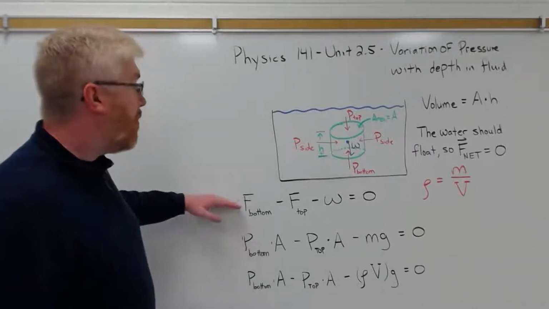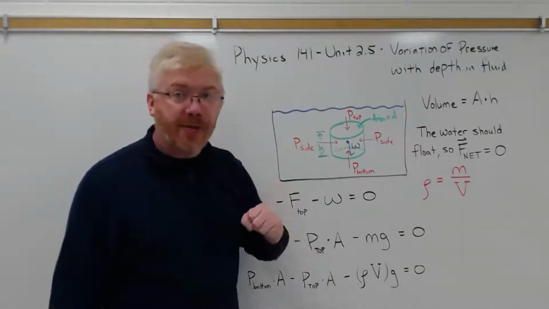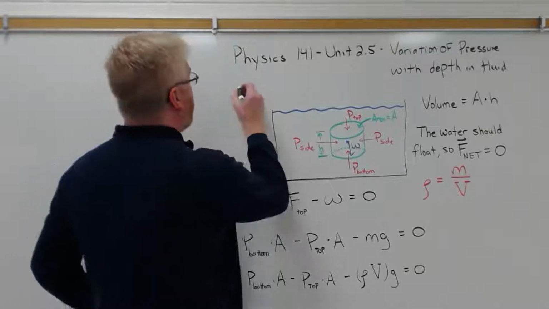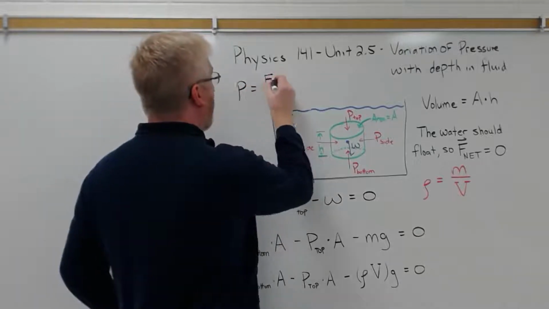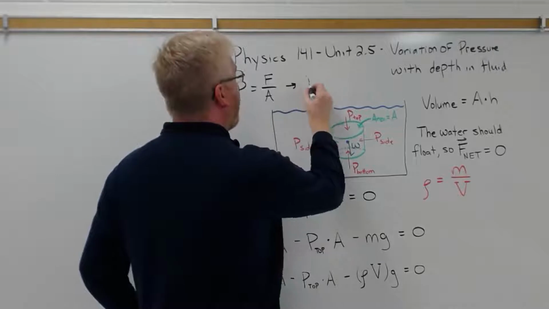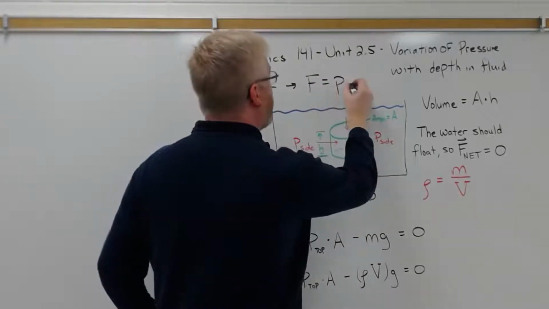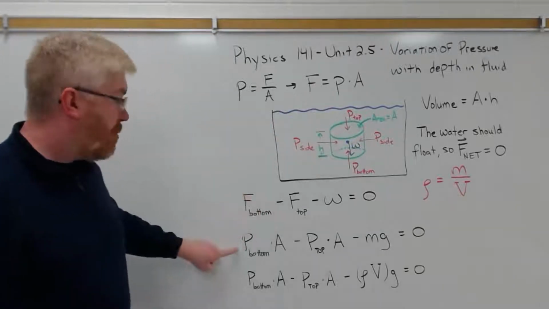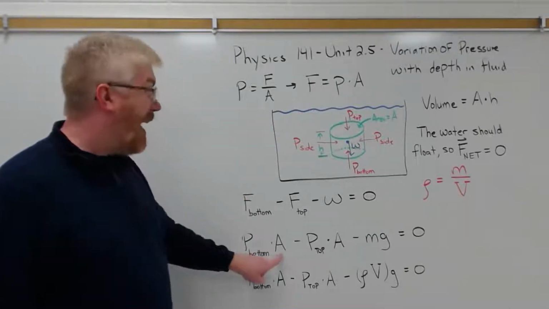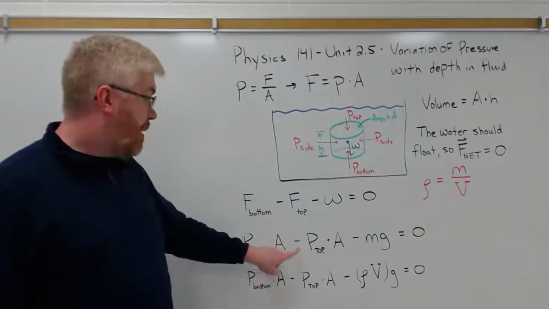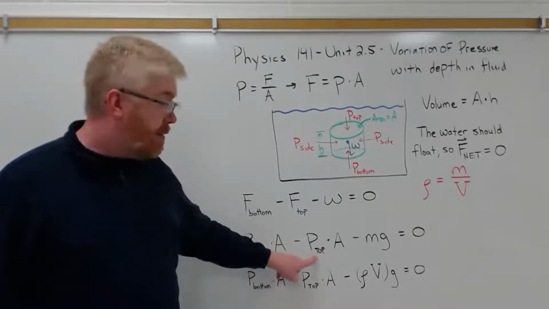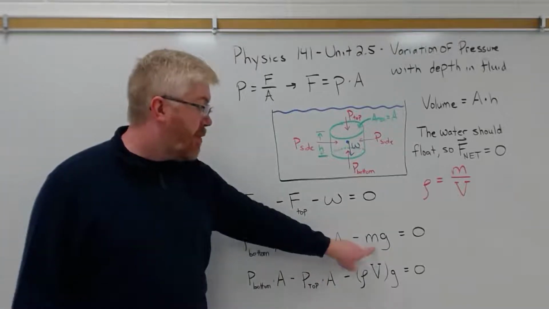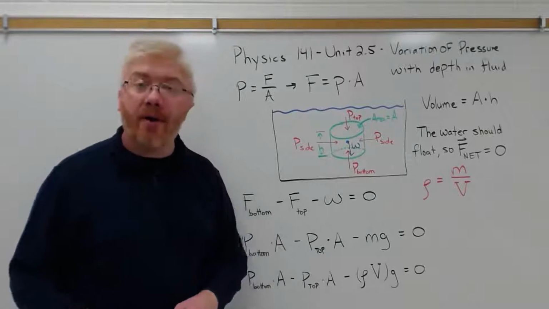Well, I don't know what the forces are, but I'm interested in how the pressure changes. So I'm going to substitute in. We have pressure is force over area, so force is pressure times area. So the pressure on the bottom times the area of the bottom of the cylinder, minus the pressure from the top times the area of the top, is equal to the weight of the cylinder, which is m times g, where m is the mass of the water in the cylinder.